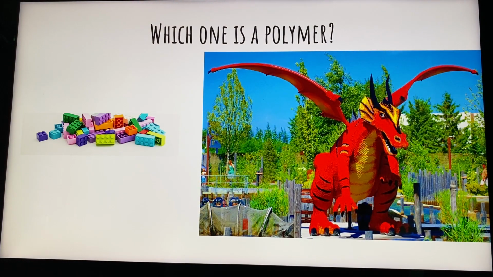I want you to tell me, type in the chat, which one is a polymer. The blocks all scattered around, or the Legos forming the dragon? Which one's a polymer?